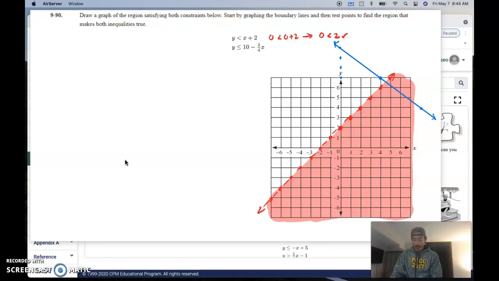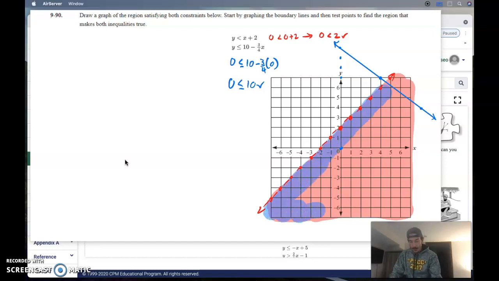And now one more time, 0, 0 is definitely not on my line, so I'm going to test 0, 0. Is 0 less than or equal to 10 minus 3/4 times 0? Well, 3/4 times 0 is just 0, and 10 minus 0 is 10. So is 0 less than or equal to 10? It sure is. So I will shade down one more time. And that ends up being down here.